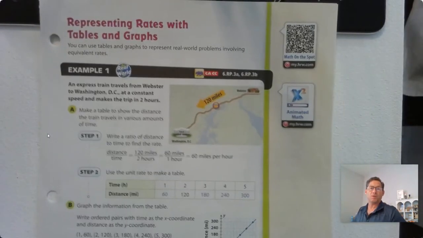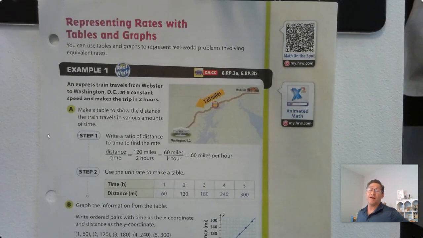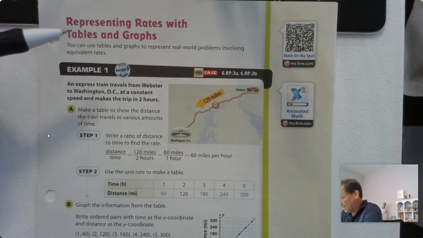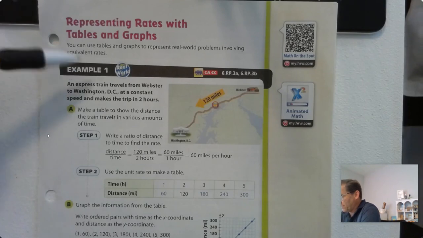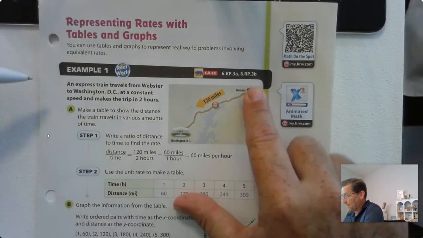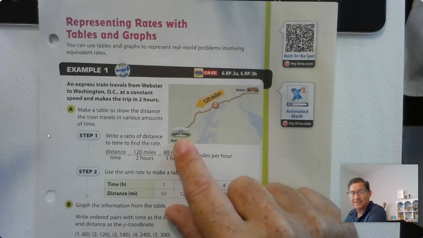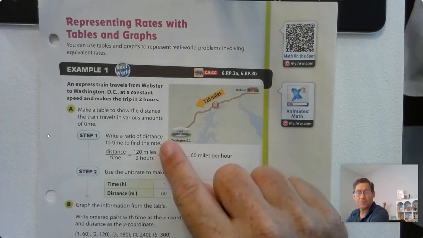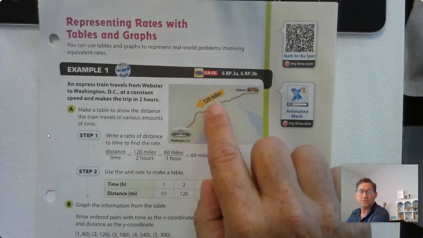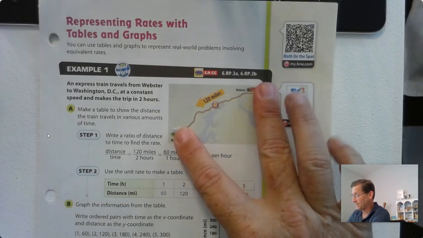Okay, so we can also represent rates with tables and graphs. So let's look at example 1. All right, an express train travels from Webster to Washington, D.C. at a constant speed. Constant speed means it's the same speed throughout the trip. And it makes the trip in 2 hours. All right, so it's 120 miles between these two.